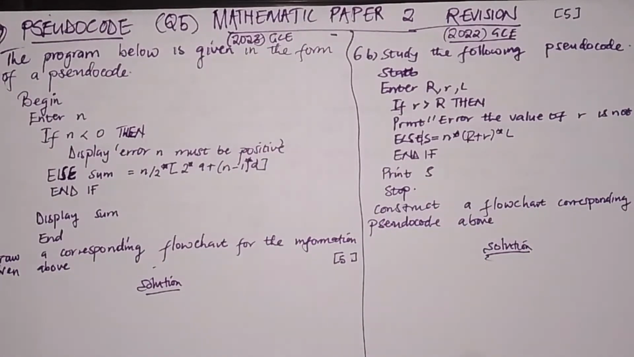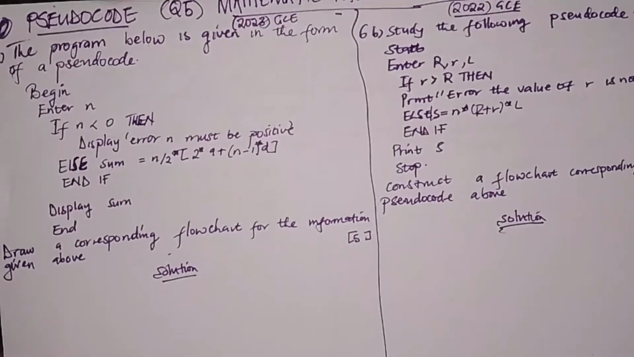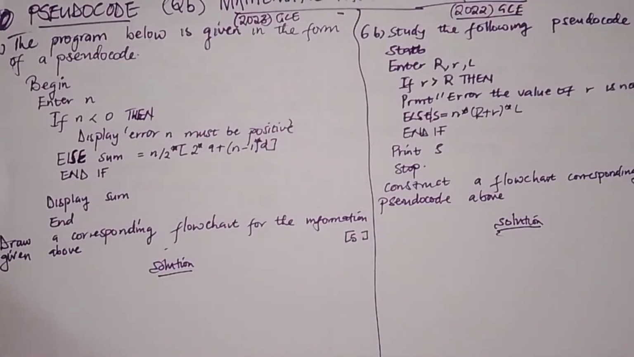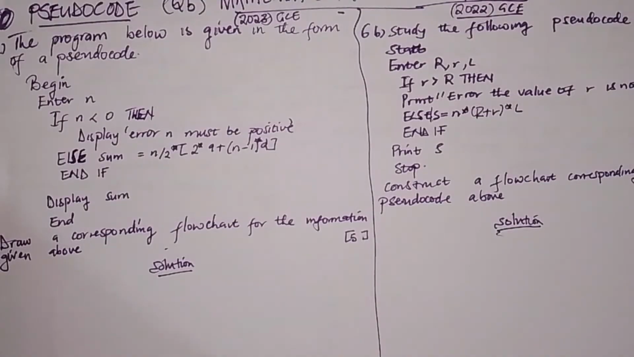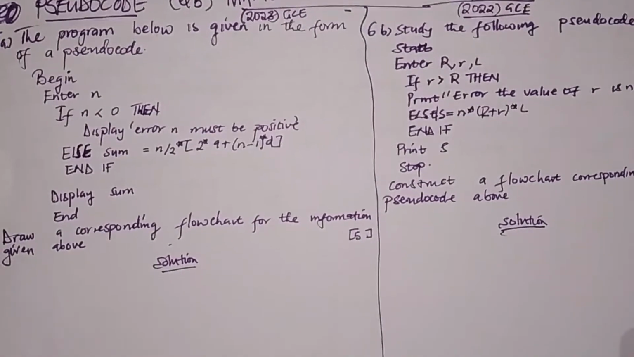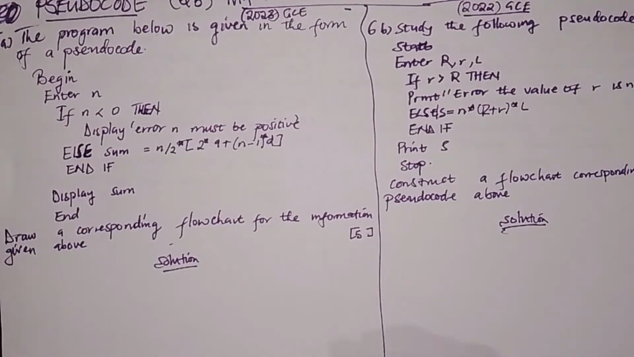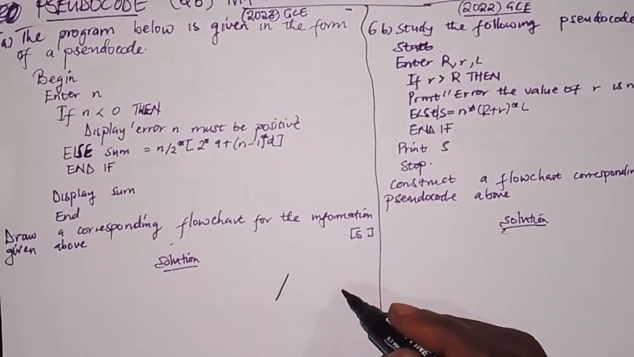So how can we draw a flowchart? In any question you find, whenever you are drawing a flowchart, there are shapes which you need to understand. There are 4 important shapes. What are those shapes? The first shape you need to understand is this shape, a parallelogram.